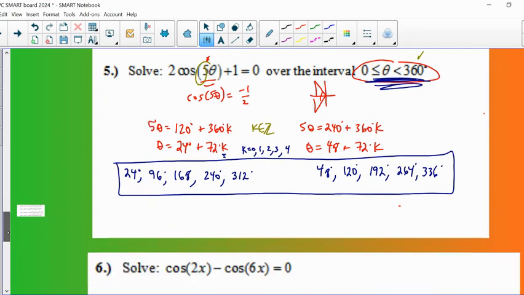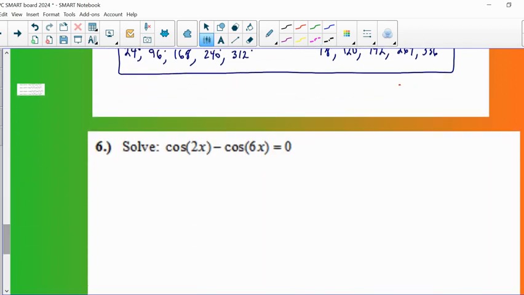Okay, now number 6 looks simple. Two cosine functions. The problem is we are comparing apples and oranges. 2x is different than 6x. I can't combine them, and I can't use a temporary variable. Although I might have an identity for cosine of 2x, I don't really have one for cosine 6x.